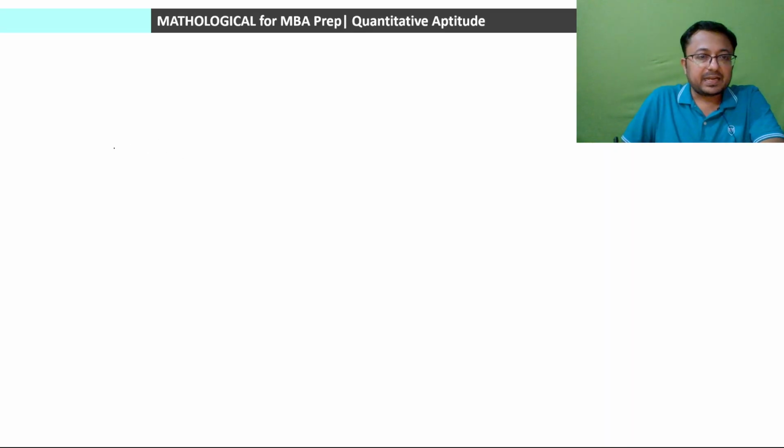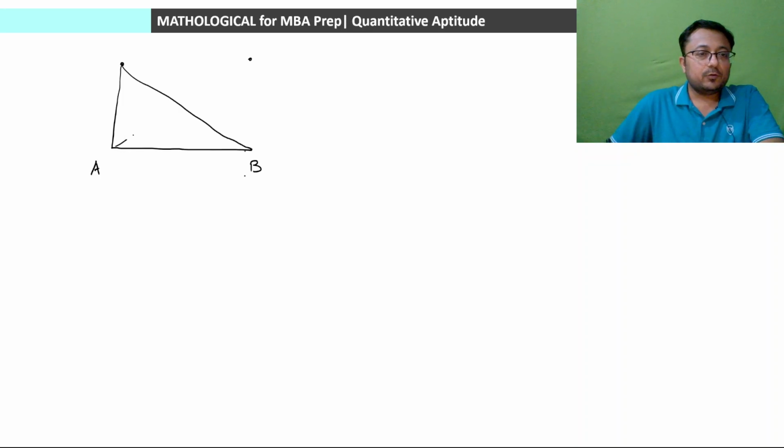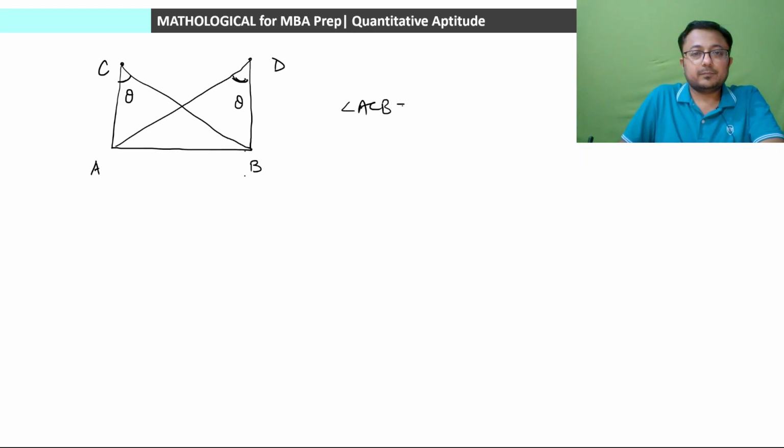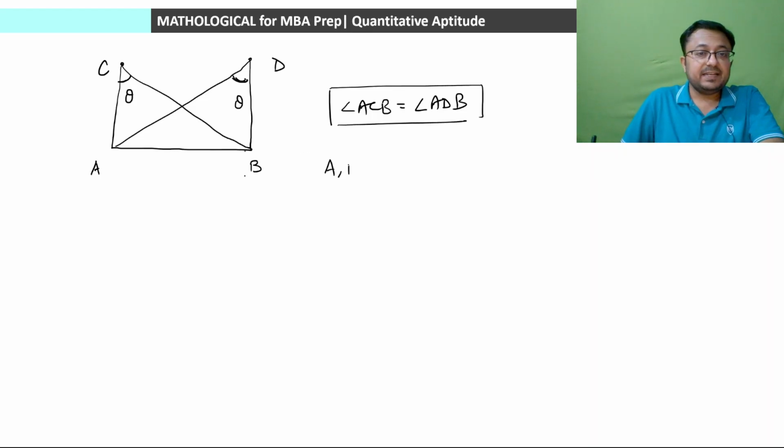अच्छा, एक और पार्ट रह गया. Let us say there is a line AB and there are 2 points C and D, and angle ACB is equal to angle ADB. These two angles are equal. And if this is so, in that case points A, B, C and D are concyclic.